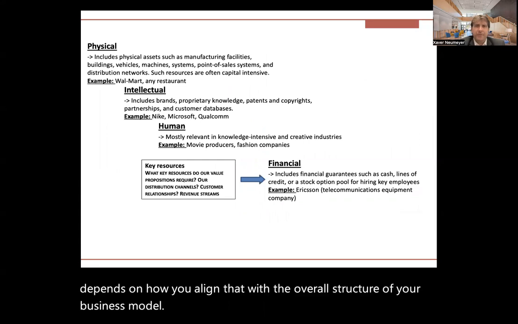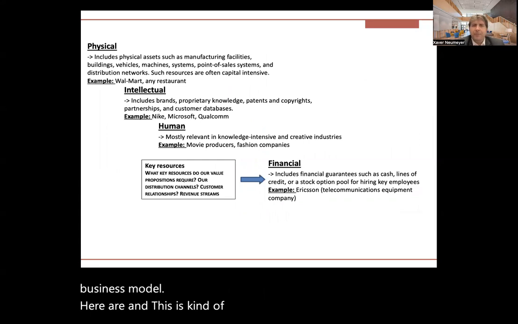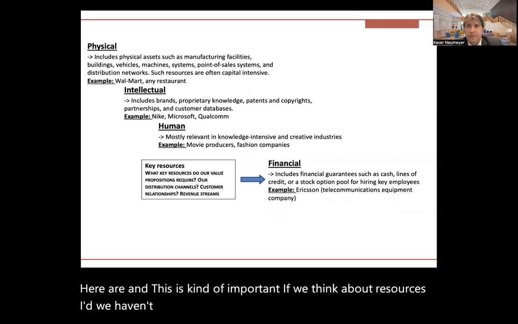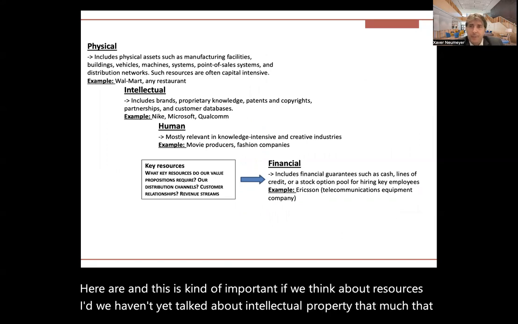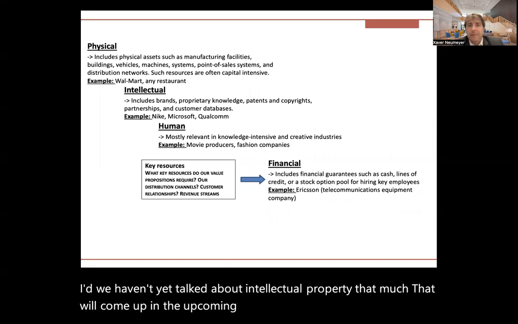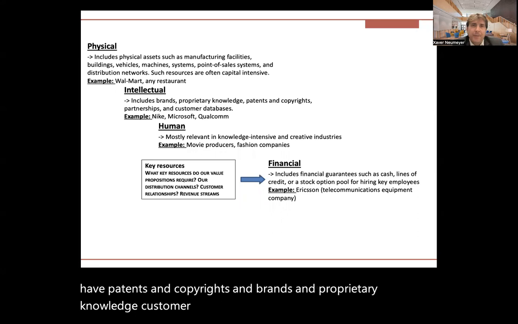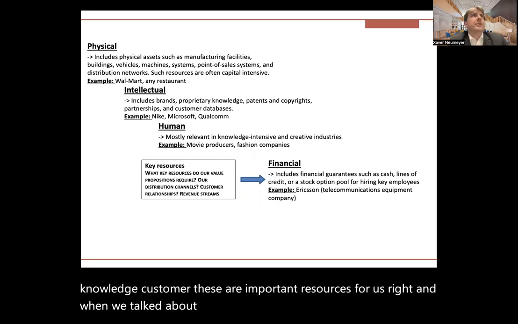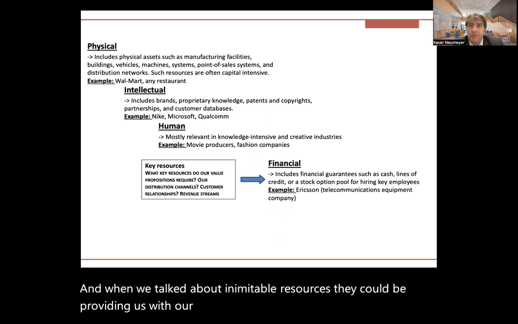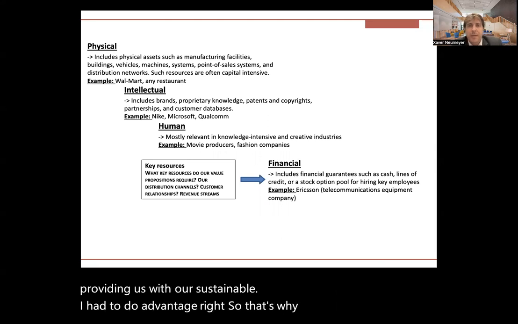And this is kind of important, if we think about resources, right? We haven't yet talked about intellectual property that much. That will come up in the upcoming modules. But think about, right, we have patents and copyrights and brands and proprietary knowledge, customer databases. These are important resources for us, right? And when we talked about inimitable resources, they could be providing us with a sustainable competitive advantage, right? So that's why it's important to keep that in mind.